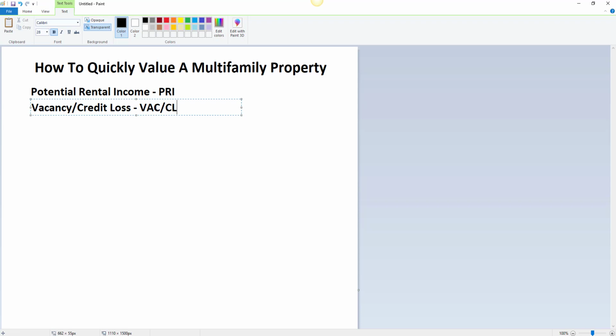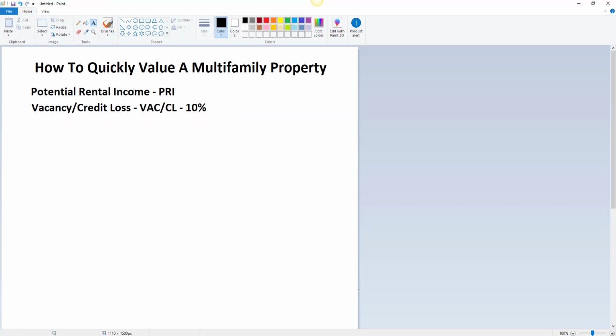When you see that listed, we know they're talking about the physical vacancy, and then credit loss would be the amount of money that the tenants aren't paying or slow paying, giving you your economic vacancy. So if your physical vacancy is 12%, your economic vacancy might be 25%. So that's what goes here. But like I told you before, what we're going to put here is just 10%. And then we'll multiply our potential rental income times 0.1, and that'll give us our vacancy credit loss, and we subtract that number from the potential rental income, and that gives us our gross operating income.